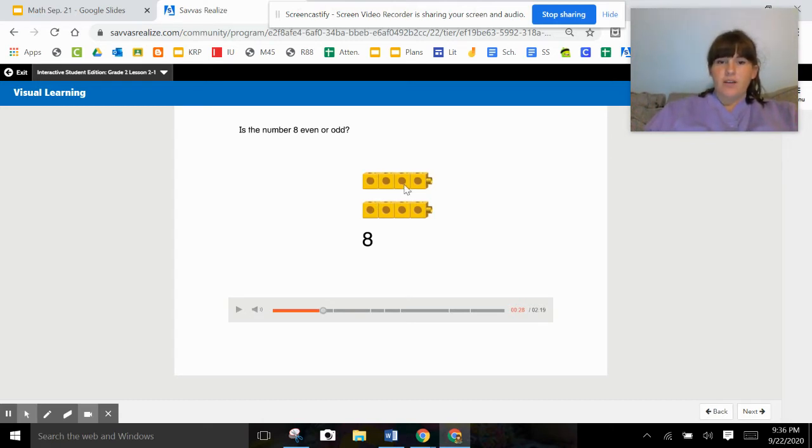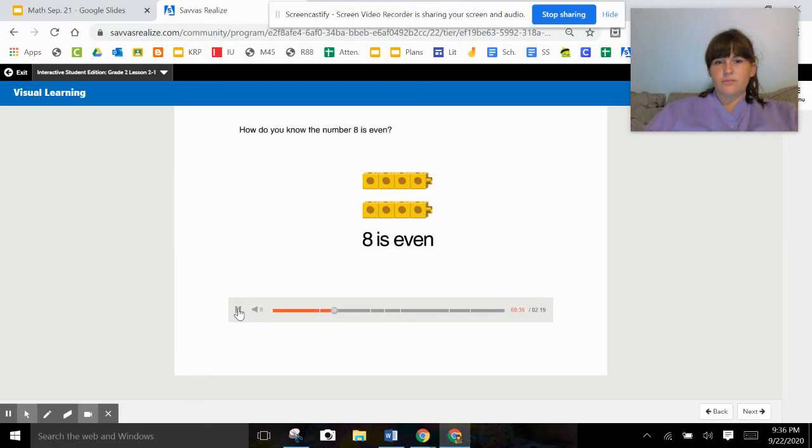So we've got the even and odd numbers. So each one of these has a pair. Is the top group the same as the bottom group? Yes, they both have 4 on the top and the bottom, so that makes 8 an even number. The number 8 is even.